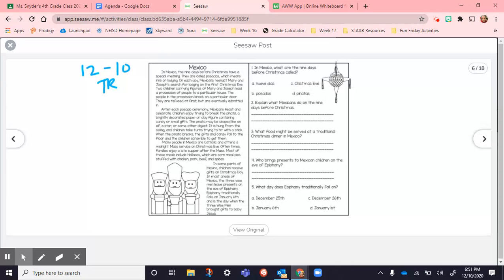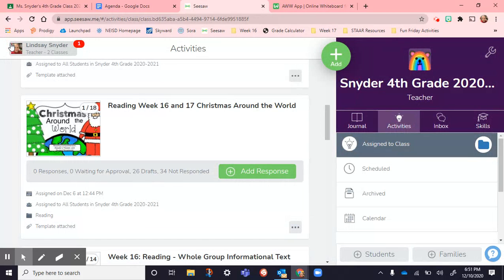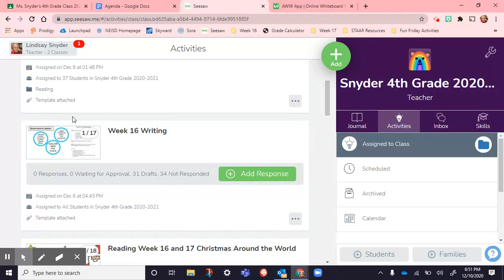So this is all about holidays, Christmas in Mexico. And then there's 5 questions here, and then they can draft that. And this is going to be worked on tomorrow and all next week as well, so that can stay as a draft.